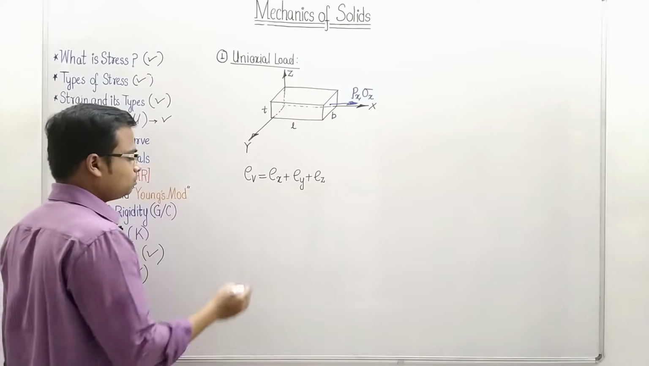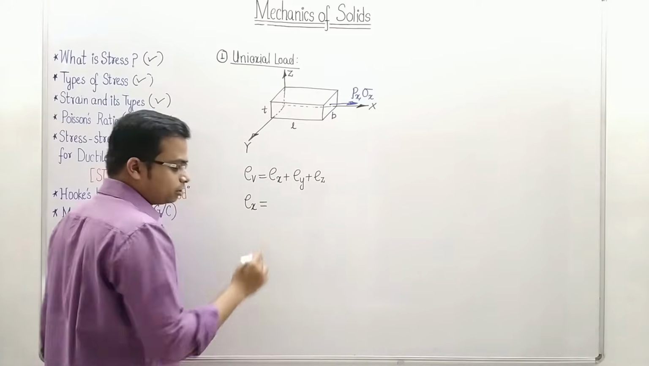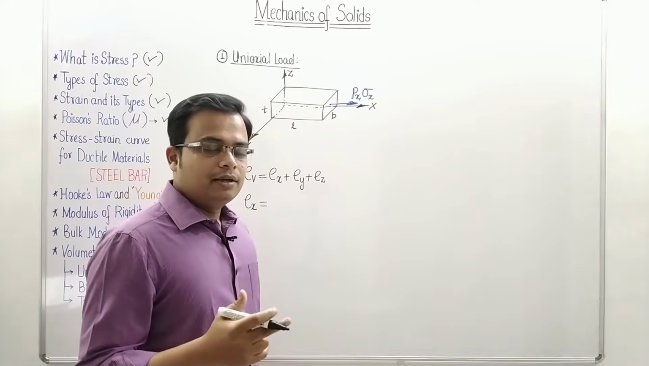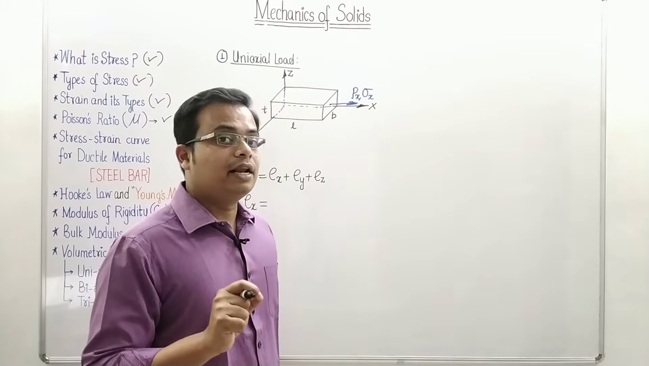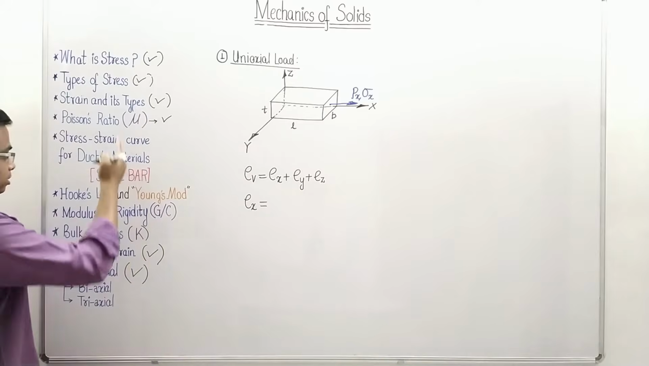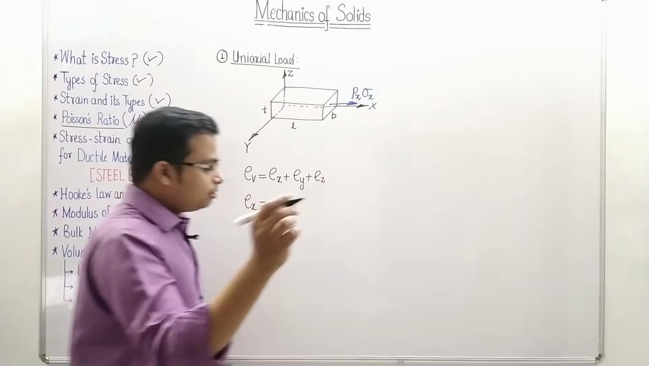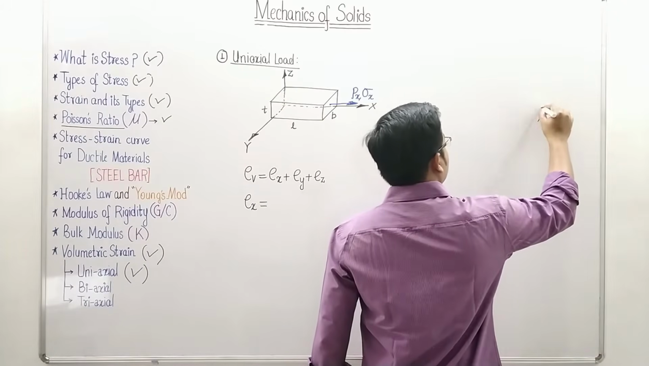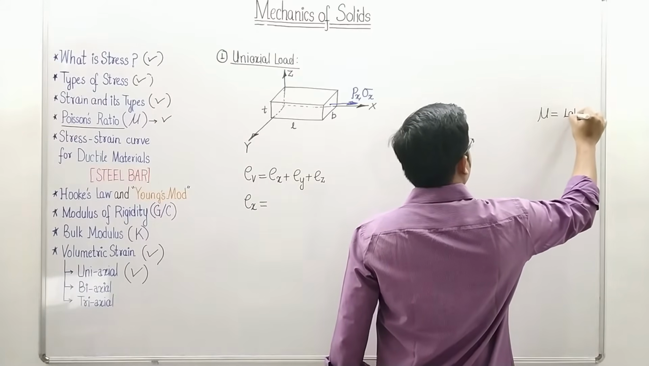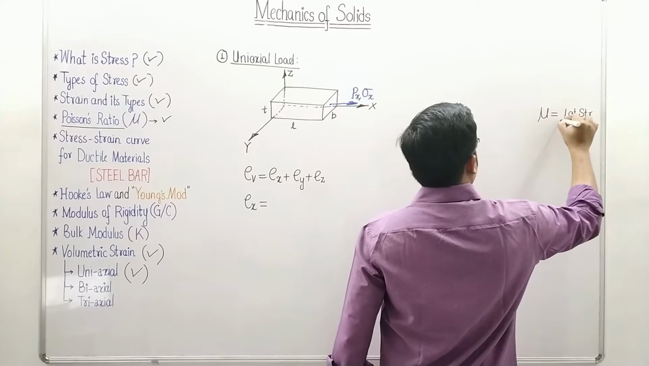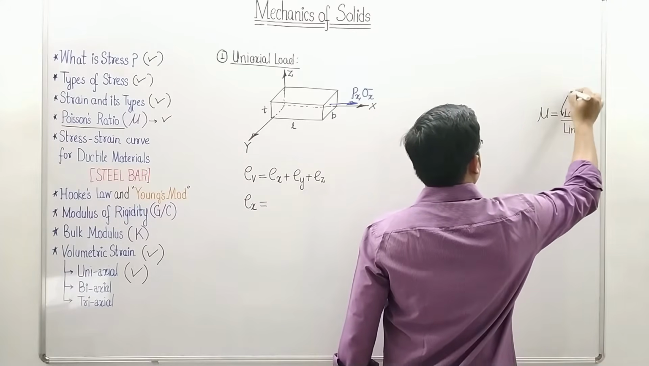Perfect. So the first thing we'll do is calculate the linear strain. The strain along the direction of load is linear strain, and the strain developing perpendicular to the direction of load is lateral strain. This is something we had studied in Poisson's ratio. There is a very important relationship: Poisson's ratio mu is equal to lateral strain with respect to the linear strain, and there is always a minus sign.